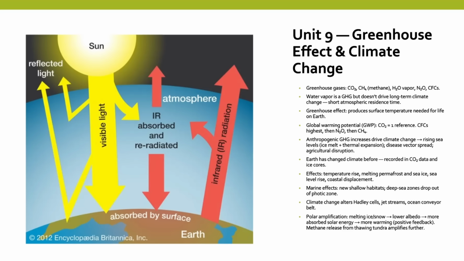The greenhouse effect itself is necessary for life. The problem is that the increase is going to cause stuff like sea level rise, from ice melting and then thermal expansion, shifting your disease vectors, disrupting agriculture, and altering your jet streams and your currents. And polar regions are going to warm up the fastest via an albedo feedback loop.